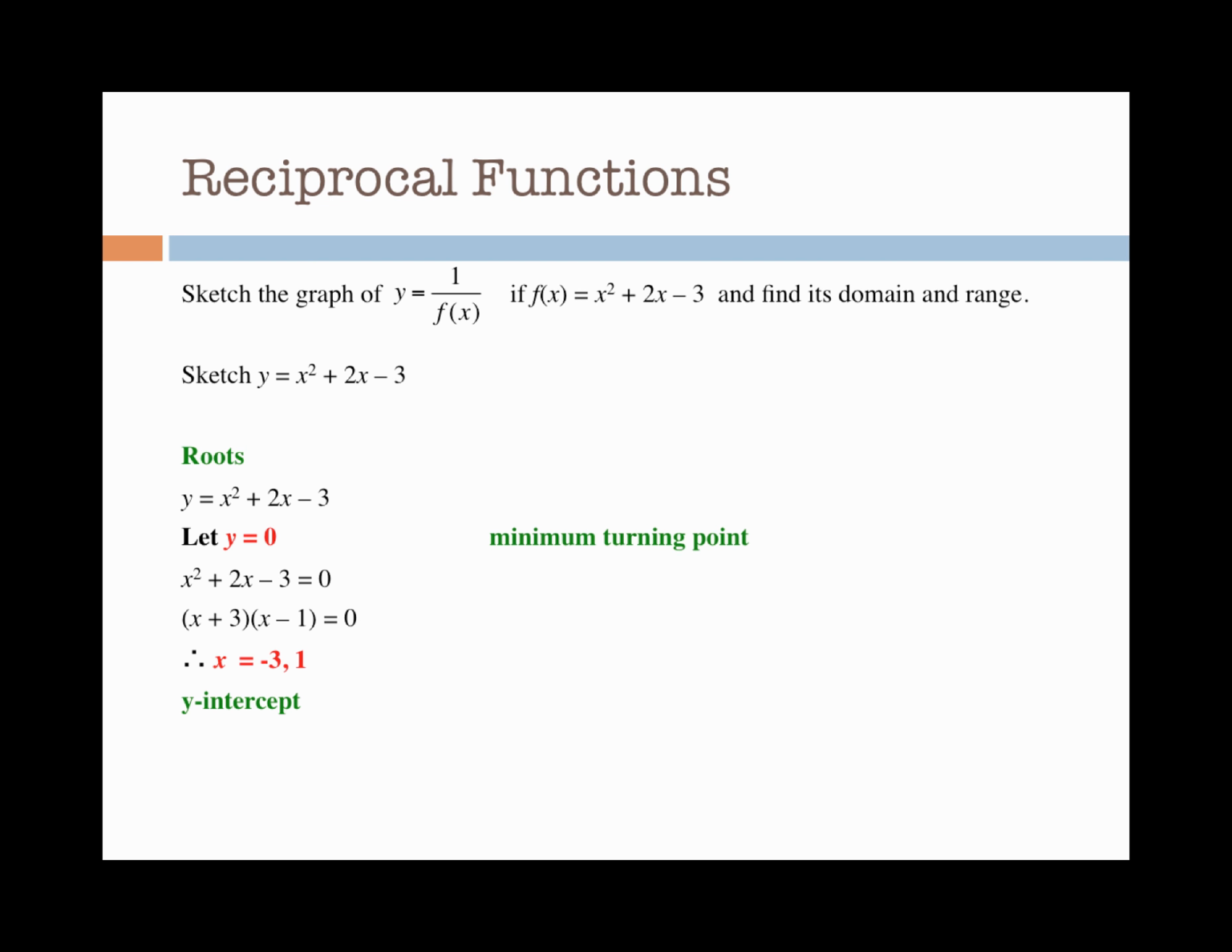Next, I'm going to find the y-intercept, and to do that, I'm going to let x equal 0. Subbing x equals 0 into my equation, I get y equals negative 3. So it's going to cut the y-axis at 0, negative 3.